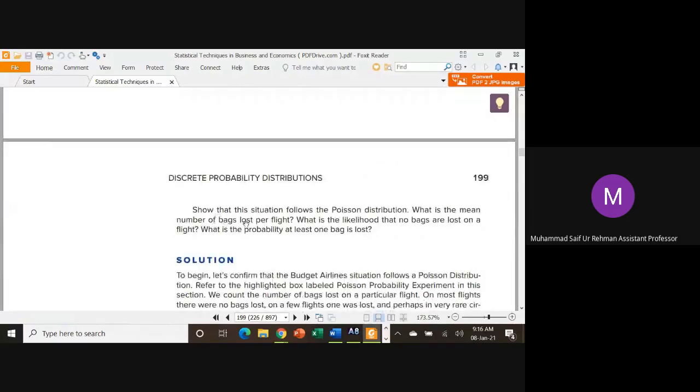So this is the situation, and what is required? Show that this situation follows the Poisson distribution. What is the mean number of bags lost per flight? And what is the likelihood that no bags are lost on a flight? What is the probability at least one bag is lost? So this is the situation.